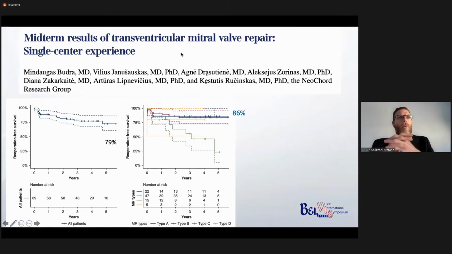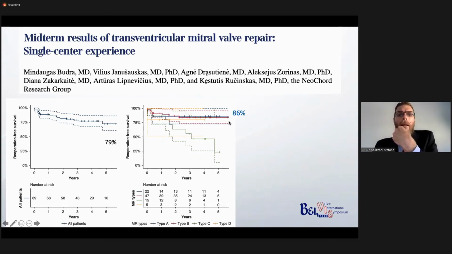Here we have another paper from the group of Vilnius. They treated a lot of patients, especially at the beginning of this experience. And again, you can see we have 89 patients in this study. At 5 years, we have a 79% success, so 21% of failure, which again is not a good result.